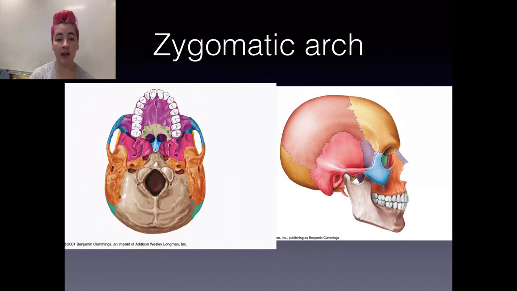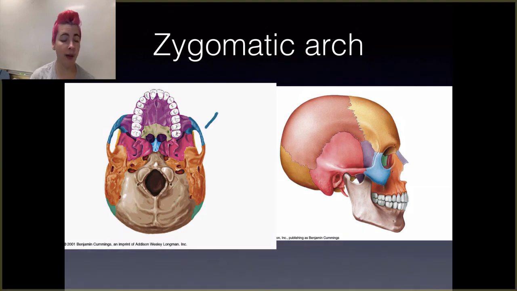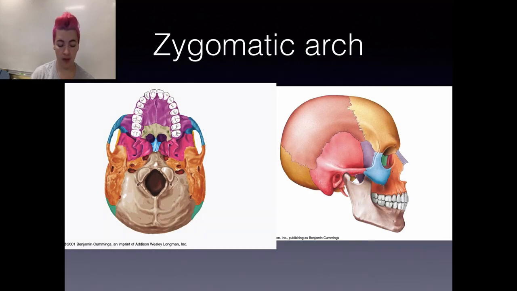A process on this bone is the zygomatic arch. The zygomatic arch is actually made up of 2 bones. We have the zygomatic bone and the zygomatic process of the temporal bone, both making up the zygomatic arch. From this view, we have there and there. So these 2 bones together make up the zygomatic arch.